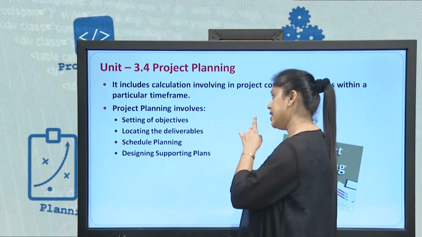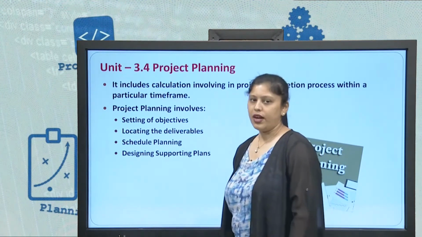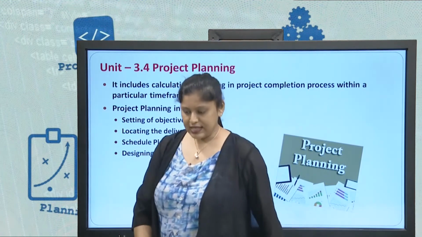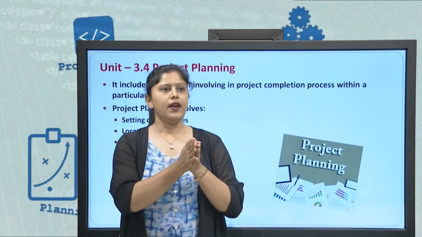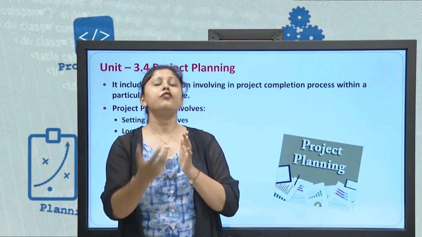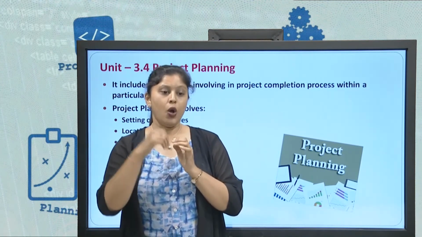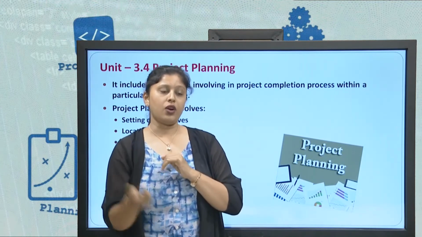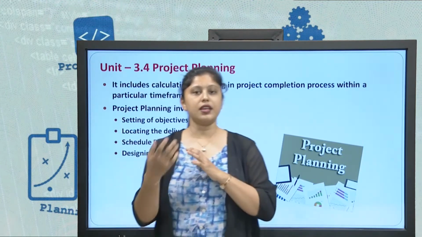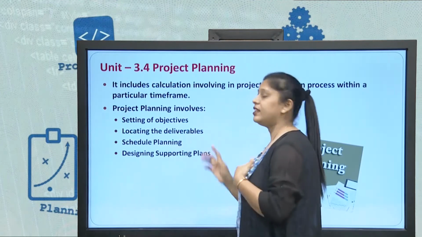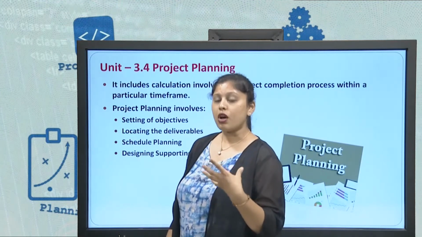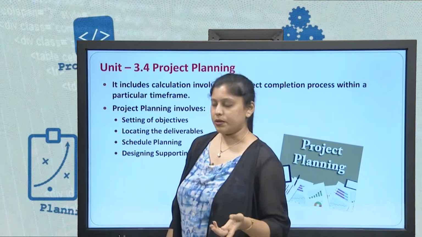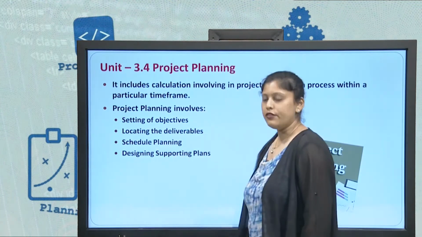Next is locating the deliverables. Locating the deliverables says that when I have a decided objective with my customer, now what will I give to my customer, what form it will take, what its features and characteristics are, and everything. That is called locating the deliverables. What my project software would deliver to my customer is called locating the deliverables.